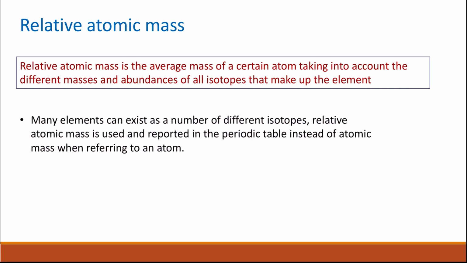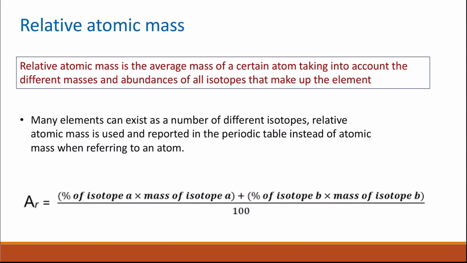Many elements exist as a number of different isotopes, and the relative atomic mass is used and reported in the periodic table instead of the atomic mass when we are referring to a specific atom. We have a certain equation that we use to calculate the relative atomic mass.